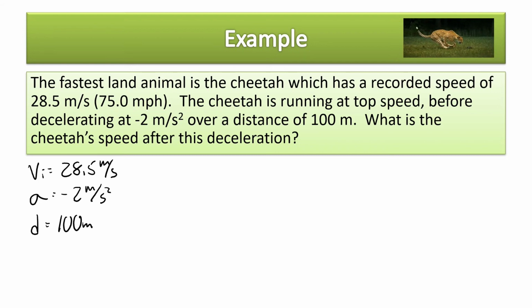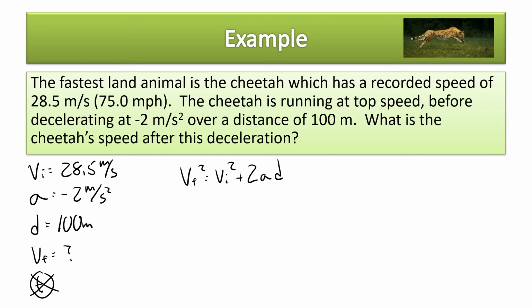And they want to know, what is the cheetah's speed, final velocity, after it slows down for a bit? Does it come to a stop? Does it start moving in the opposite direction? Let's find out. So we're going to find the equation that does not have t in it, which we just derived, and we looked at our reference table, and it is VF squared is equal to VI squared plus 2AD. Now we could plug in, well, we're looking for VF, so that's cool. VI is 28.5.